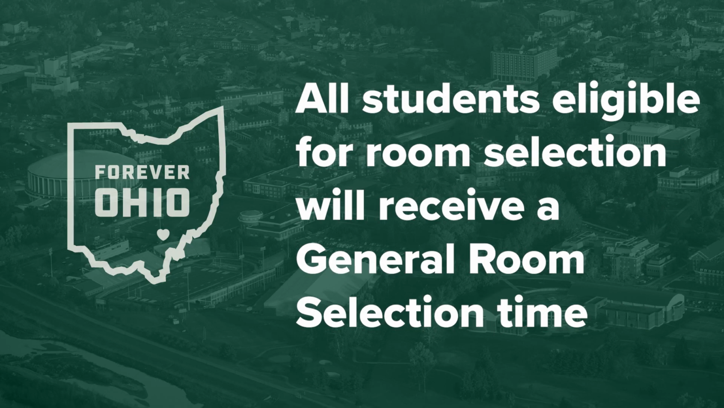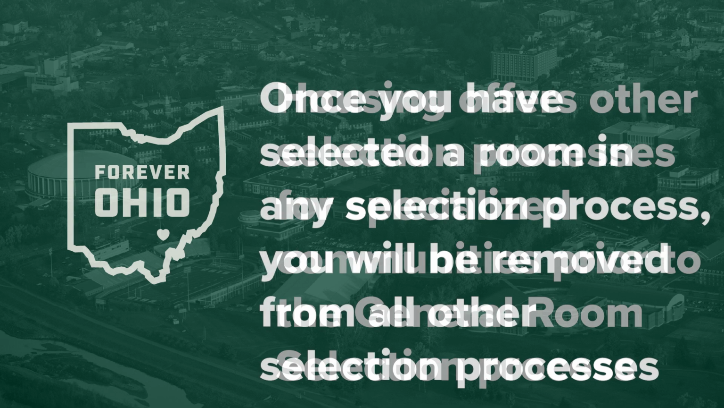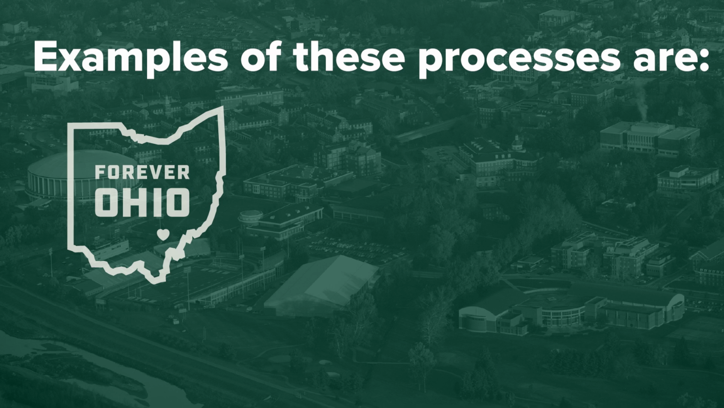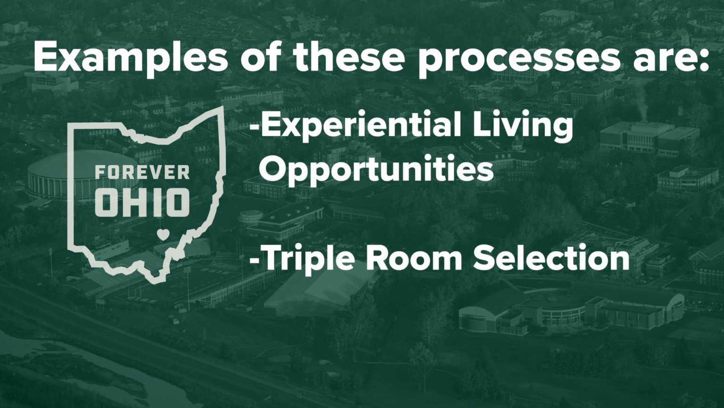While all students eligible for room selection will receive a general room selection time, housing offers other selection processes for specialized communities prior to the general room selection process. Please be aware, once you have selected a room in any selection process, you will be removed from all other selection processes. Examples of these processes are experiential living opportunities and triple room selection.